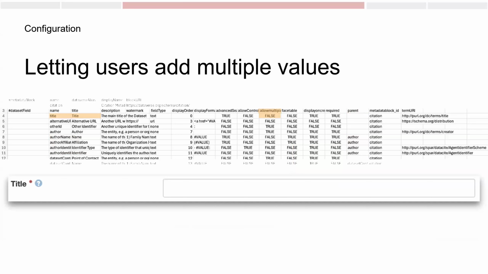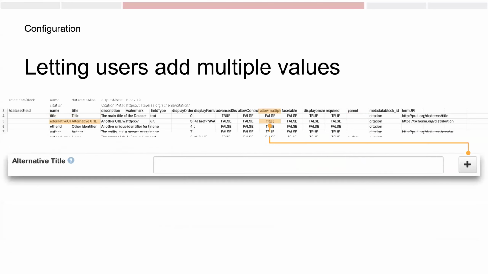We can let users enter multiple values using the metadata block TSV file. So here we have title, allow multiples is false, so you can't add multiple values, but alternative title you can. So we have true here, and in the user interface, a plus button is added, and when they click it, there'll be another field where they can add another alternative title. Alternative URL, oh, this is confusing. Alternative URL is true. Alternative title I don't think is, but I don't know why I did that.